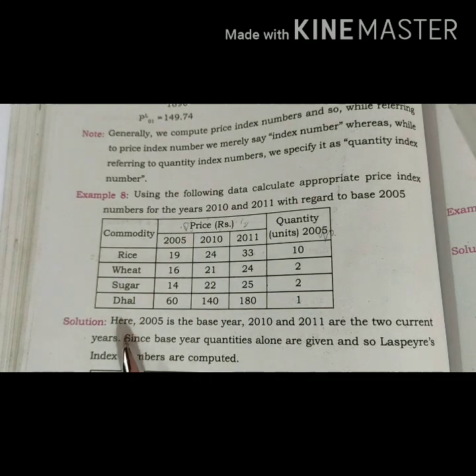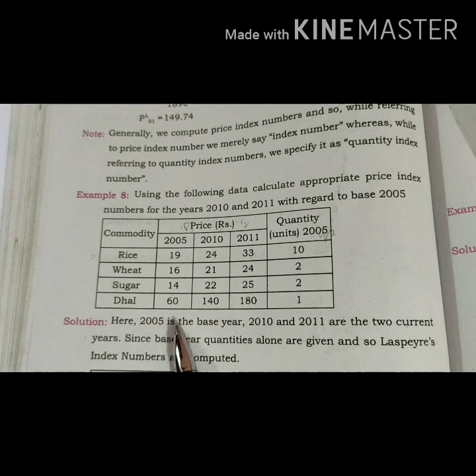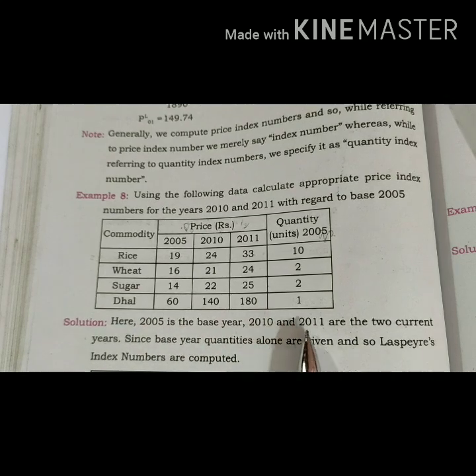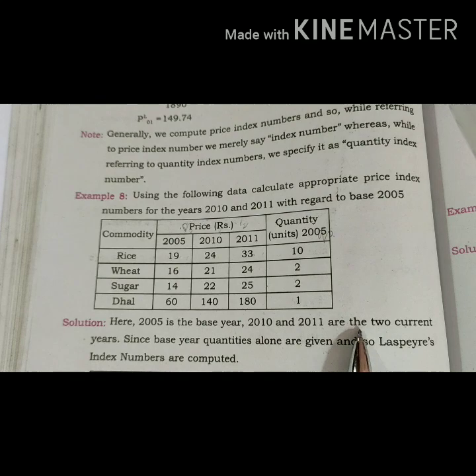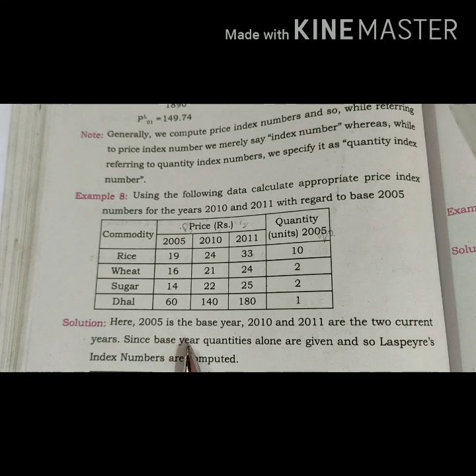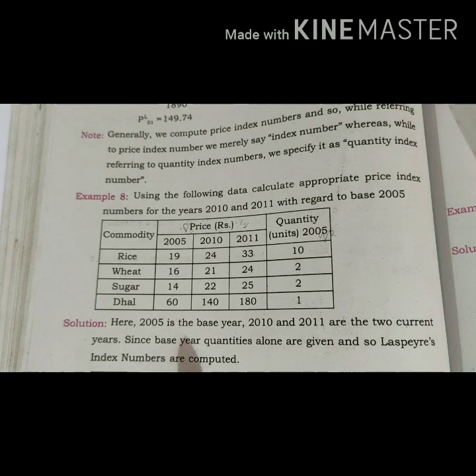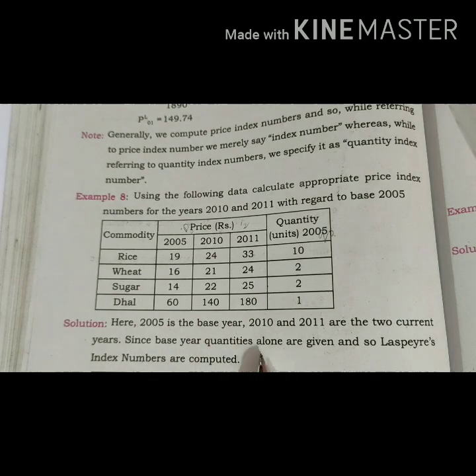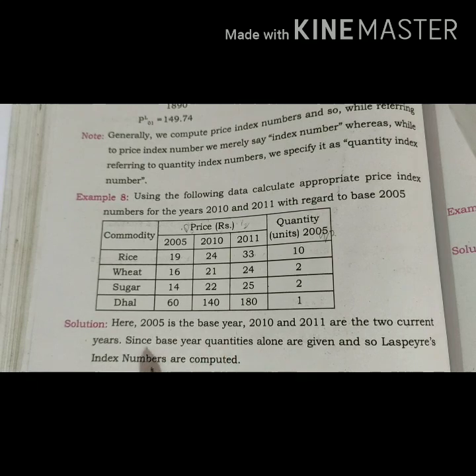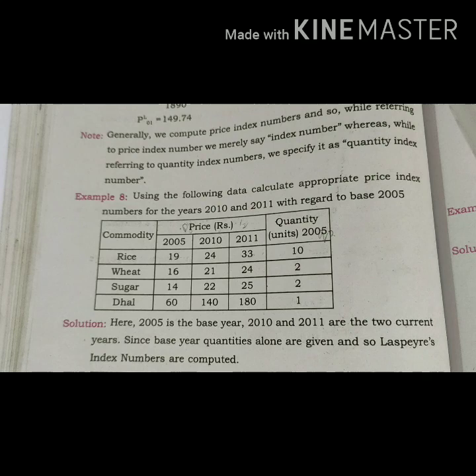Let us see the solution here. 2005 is the base year, and 2010 and 2011 are the two current years. Since only base year quantities are given, only the Laspeyres index numbers are calculated.